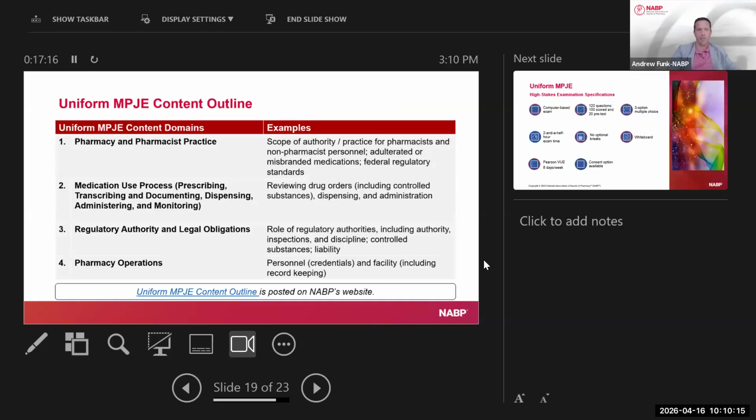Here's the content outline. There are 4 content domains there on the left, and then on the right, there are examples of each of those different domains. This is posted on NABP's website if you needed to reference this in the future.